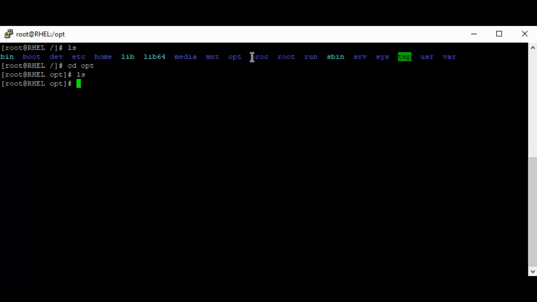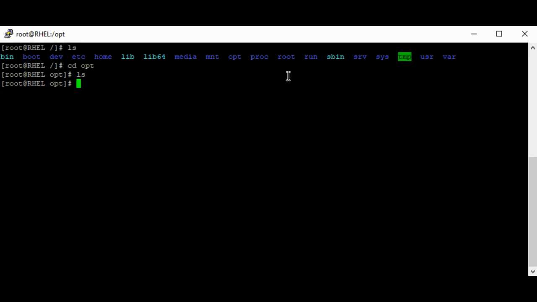So the next directory is the proc directory. The proc directory can also be called a virtual file system because it contains real-time information about the processes running on the system. It presents this information as files or directories.